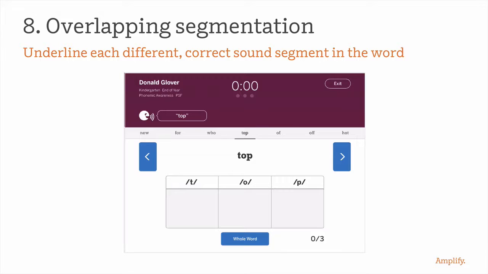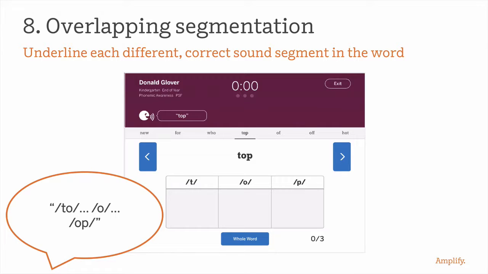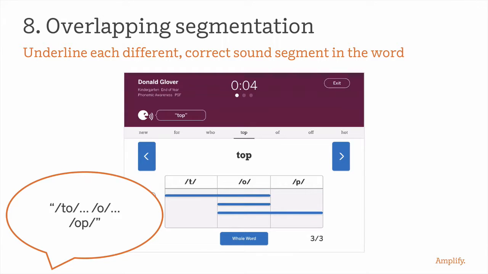Overlapping segmentation. Underline each sound segment the student produces. The student receives credit for each different correct sound segment in the word, even when a sound is repeated. For example, if the assessor gives the word top and the student responds ta, ah, op, underline the ta, ah, and op, and M-Class awards credit for correctly producing 3 different sound segments, even though the student has not segmented to the phoneme level. The maximum number of possible points is equal to the number of phonemes in the word.